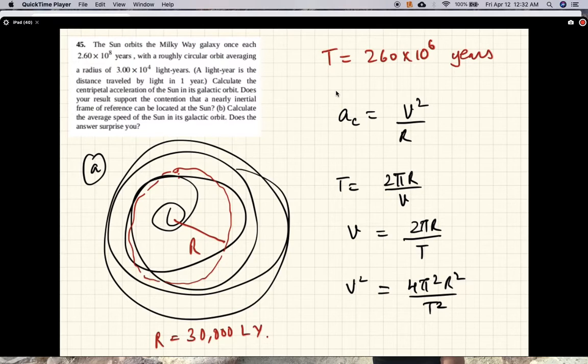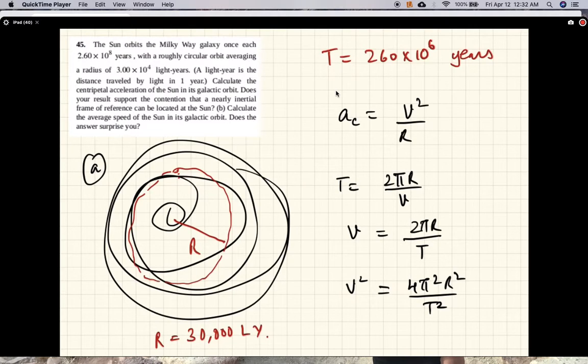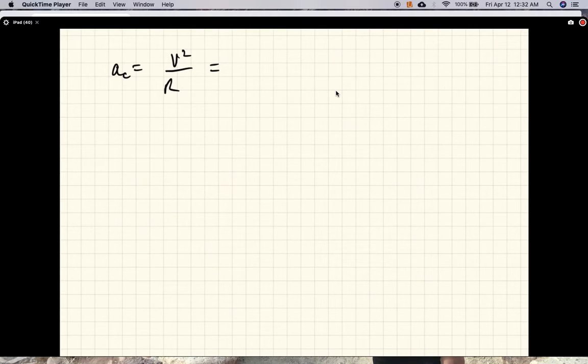But before we do that, we need to add a page. Okay, here we go. So the centripetal acceleration in terms of the period is v squared by r, and v squared is equal to 4 pi squared r squared over T squared, divided by r. So the centripetal acceleration is 4 pi squared r divided by T squared. Okay, let's put in the numbers.